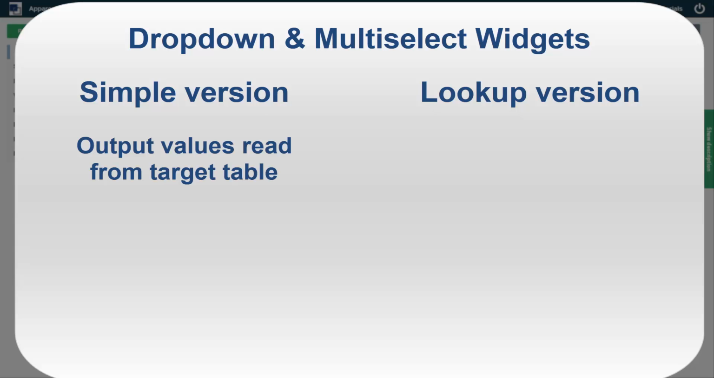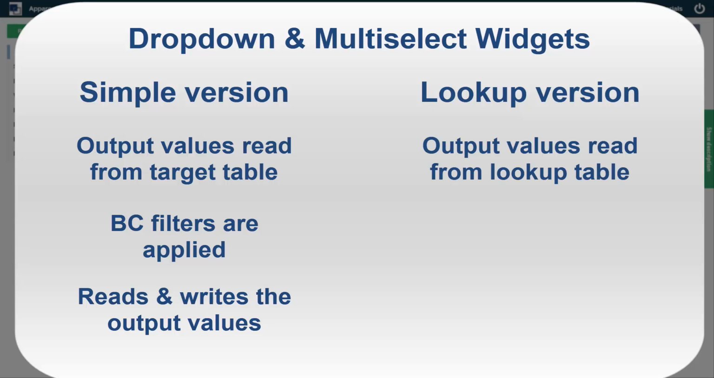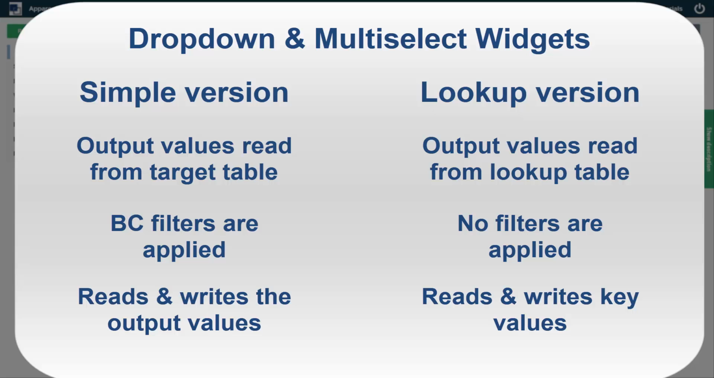Drop-down and multi-select widgets have a simple and a lookup version. The simple version reads the widget output values directly from the underlying target table. All business case filters are applied automatically. Only output values are stored in the mapped column. The lookup version reads the output values from a separate lookup table. Business case filters are not applied. Only key values are stored in the mapped column.